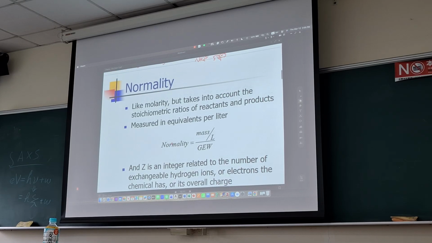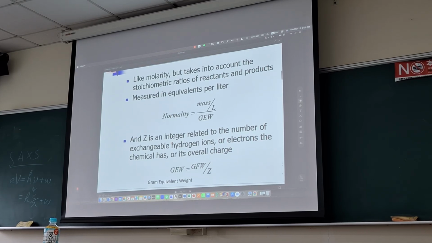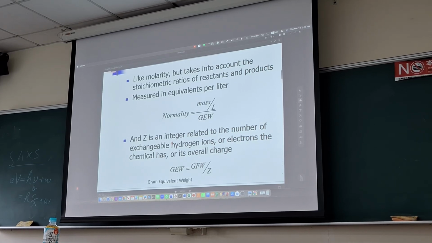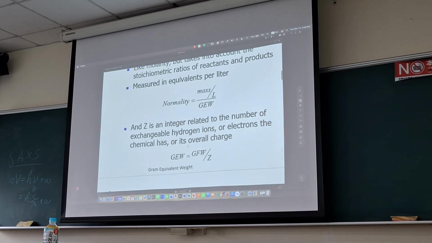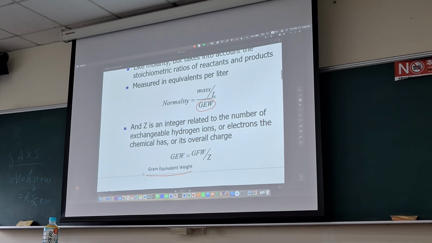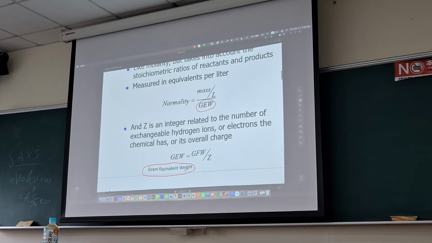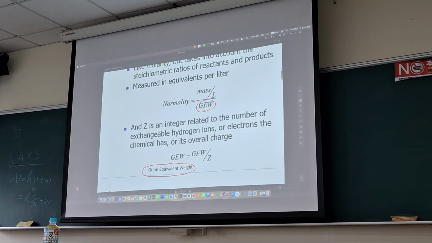Here I mention more about the normality. The normality equals the mass over liters, over GEW. And Z is the integer related to the number of exchangeable hydrogen ions or electrons in the chemical. GEW stands for gram equivalent weight.